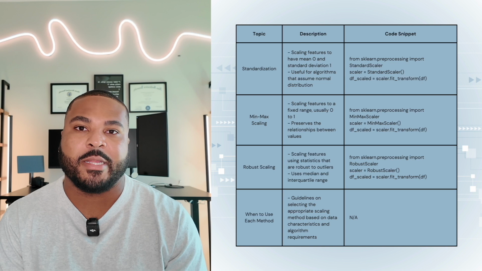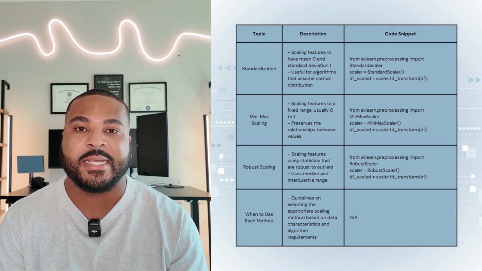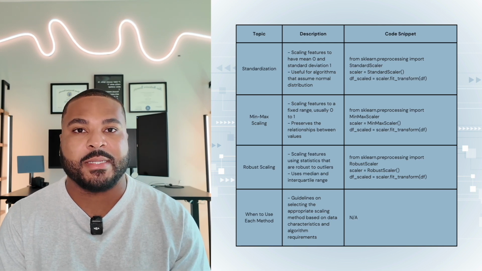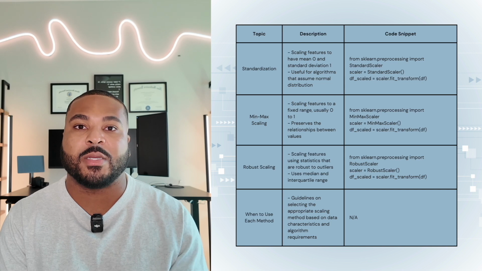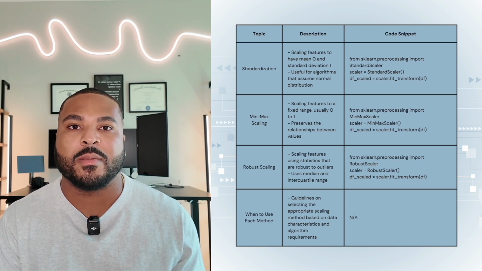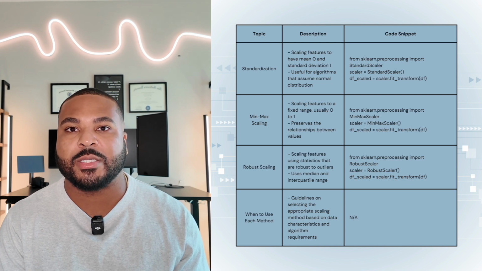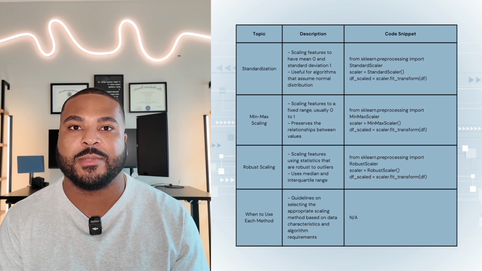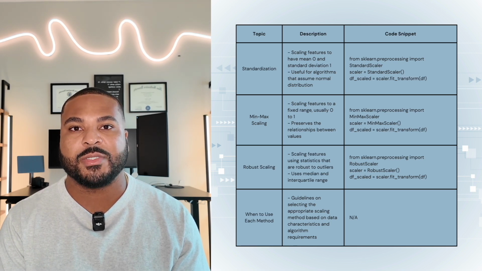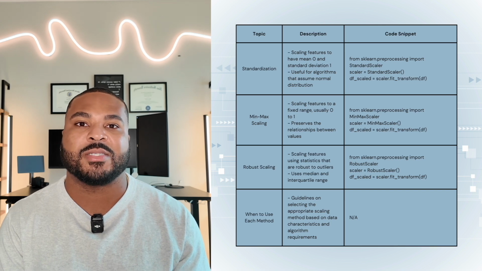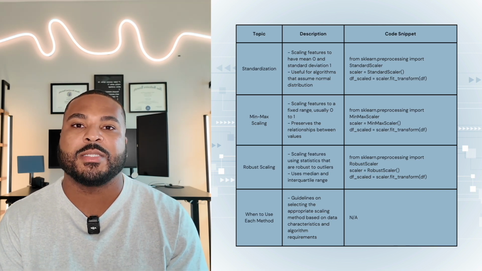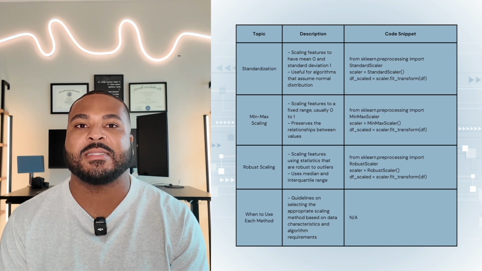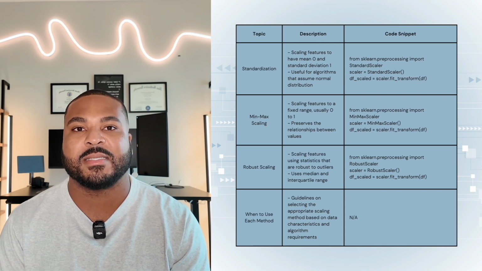So choosing the right scaling method depends on the characteristics of your data and the requirements of the machine learning algorithms you are trying to use. It's recommended to use standardization when the data follows a normal distribution or when the algorithm assumes normality, such as linear regression or logistic regression. You'll use min-max scaling when you need to preserve the relationships between the original data values or when the algorithm doesn't assume any specific data distribution, such as the k-nearest neighbors or neural networks. You'll use robust scaling when the data contains many outliers that could affect the scaling process.